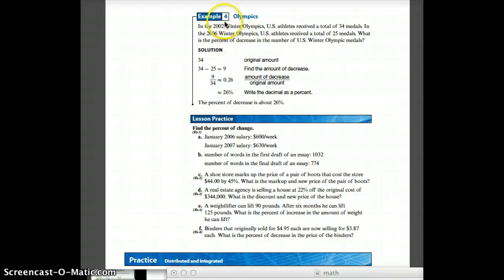Example 4. In the 2002 Winter Olympics, U.S. athletes received a total of 34 medals. In 2006, U.S. athletes received a total of 25 medals. What is the percent of decrease? Okay, the original amount is 34. 34 minus 25 is the decrease. Put that over the original amount. Divide it. You get 0.26. Change it into a percent, 26%.